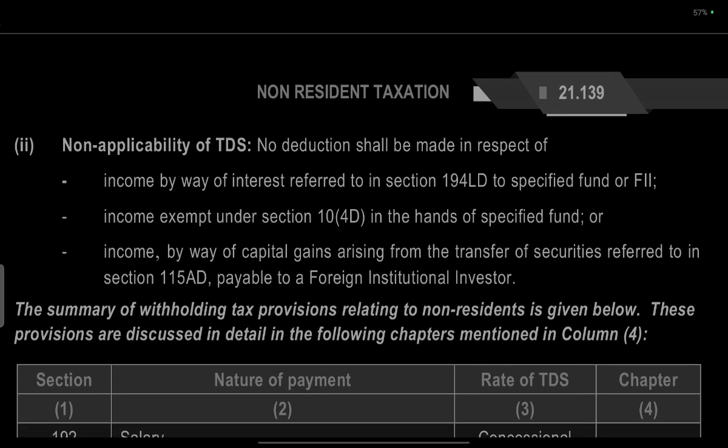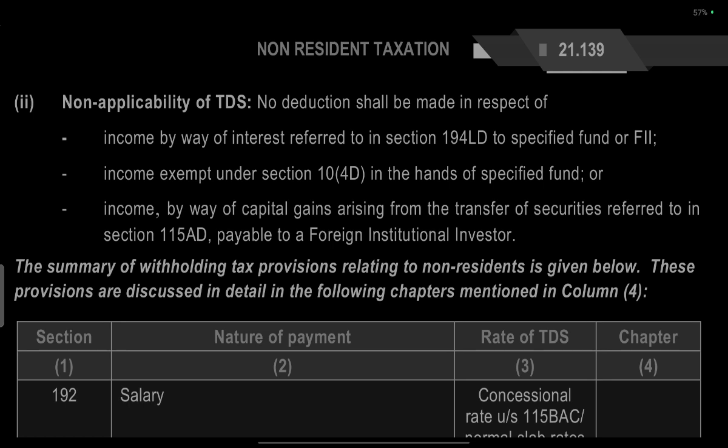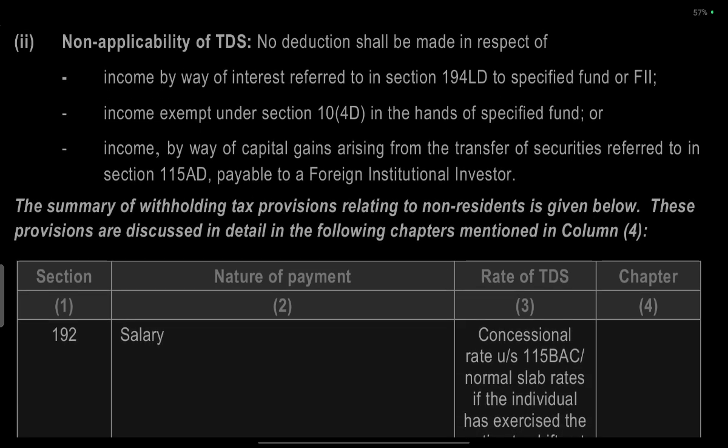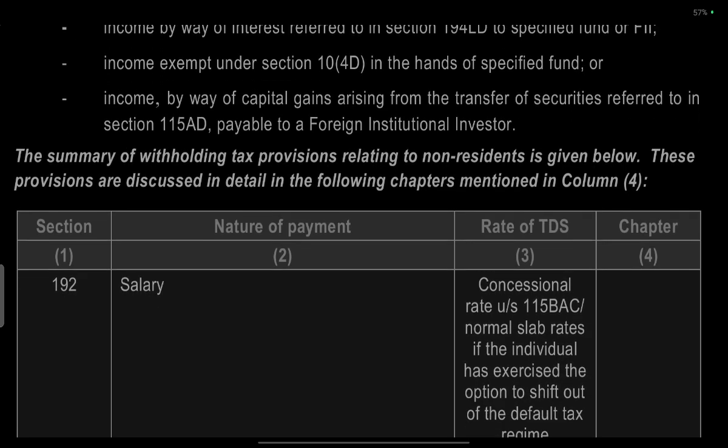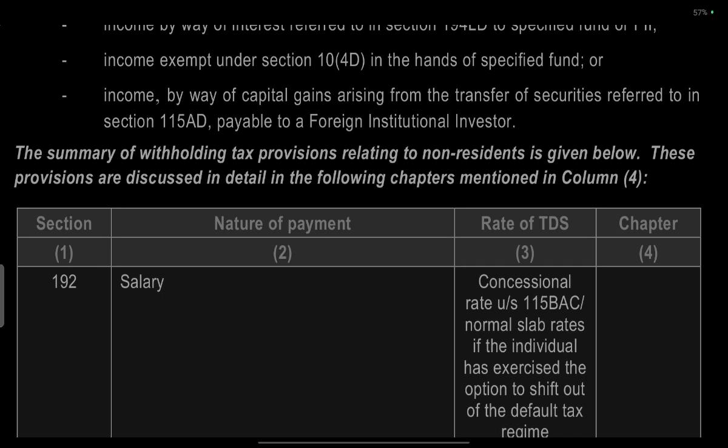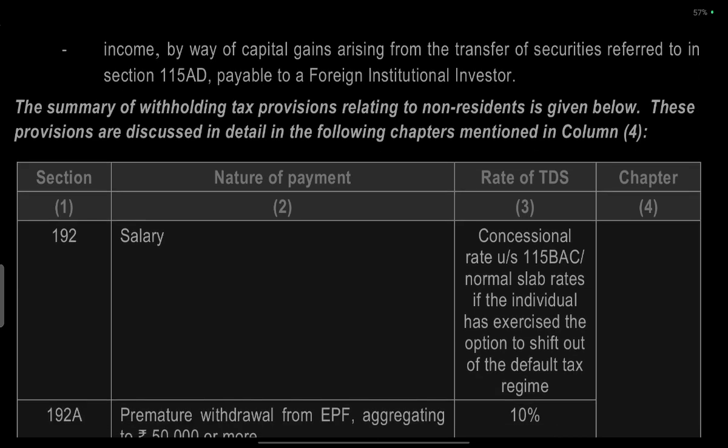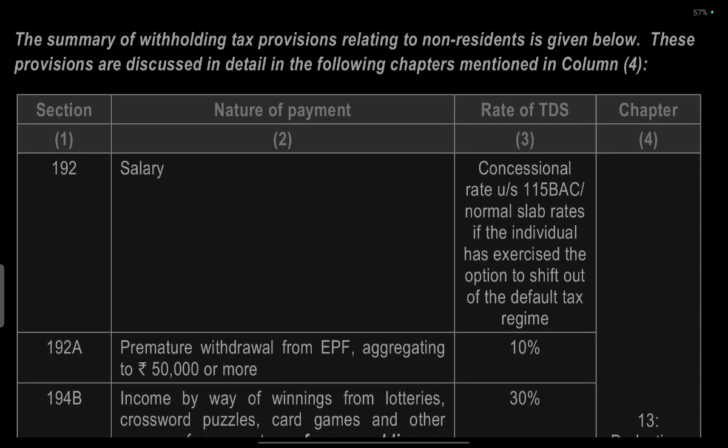Non-applicability of TDS: no deduction shall be made in respect of income by way of interest referred to in section 194LD for a specified fund or FII, and income exempt under section 10(4D) in the hands of specified funds, nor on income by way of capital gain arising from transfer of securities referred to in section 115AD payable to a foreign institutional investor. Summary of the withholding provisions related to non-residents is given below. These provisions are discussed in detail in the following chapters.